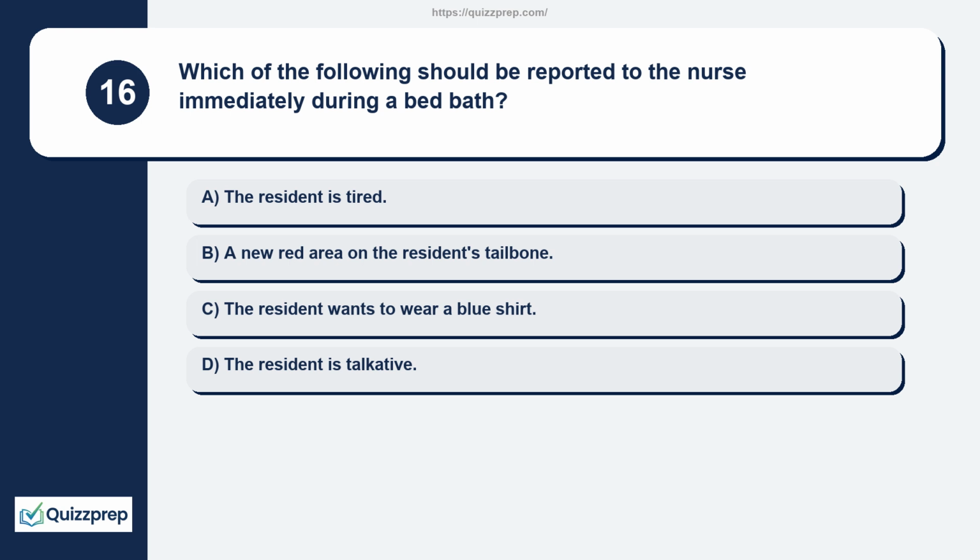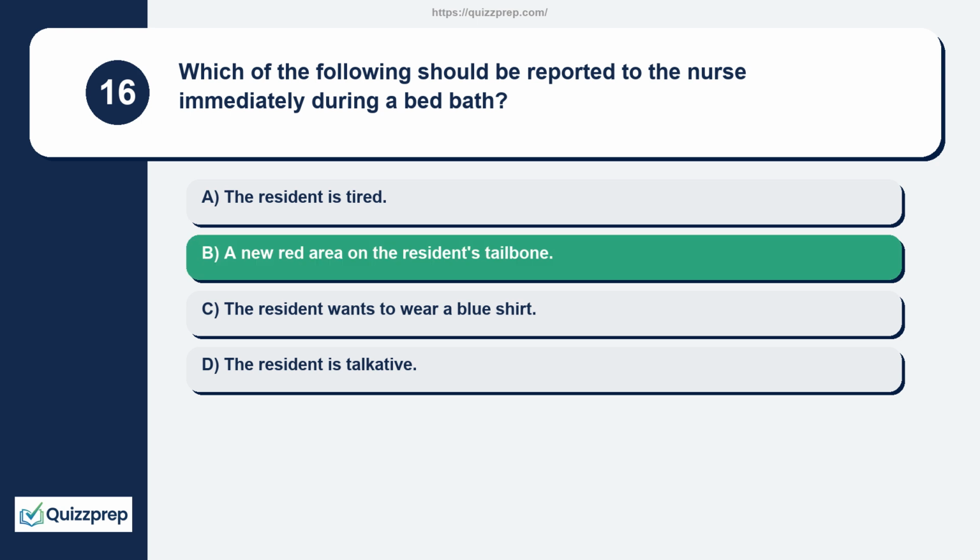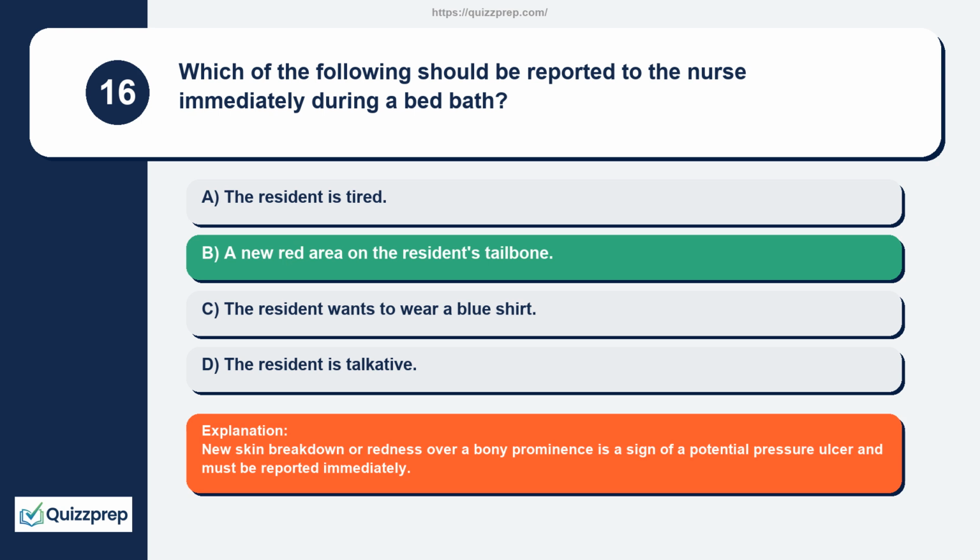Question 16. Which of the following should be reported to the nurse immediately during a bed bath? The resident is tired. A new red area on the resident's tailbone. The resident wants to wear a blue shirt. The resident is talkative. New skin breakdown or redness over a bony prominence is a sign of a potential pressure ulcer and must be reported immediately.